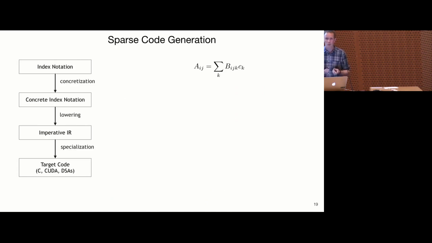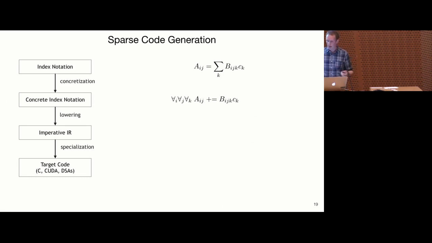And the next thing we have to do is to figure out how we can write a compiler that can compile these into code. And that's what I'm going to show now. So what you see on this slide is the compiler flow. It flows between different languages, and every arrow translates from one language to the next. So you start with index notation, which is just tensor index notation. You write tensor computations with these index variables, and then you do sums over it.